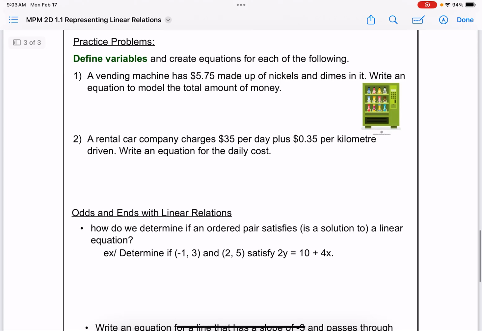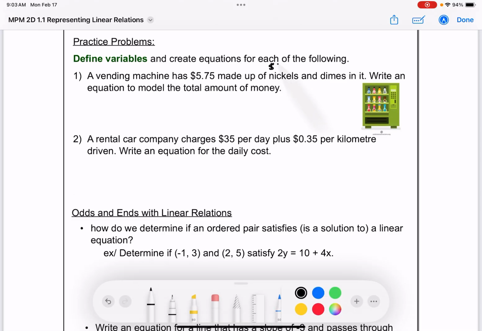Okay, so pause for a second again. Take a minute with these examples and see if you can create equations. The only thing I'll remind you of beforehand is the value of a nickel is 5 cents or $0.05, and the value of a dime is 10 cents or $0.10. Okay, so pause, take a minute, see if you can define variables and make equations for those two situations, and then start the video again so that you can see the answers.